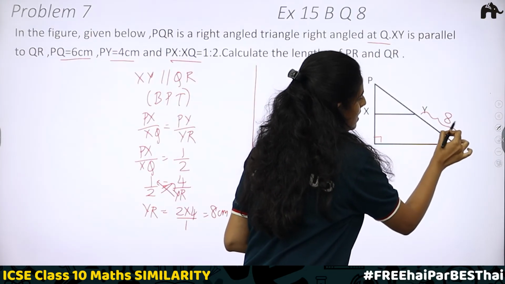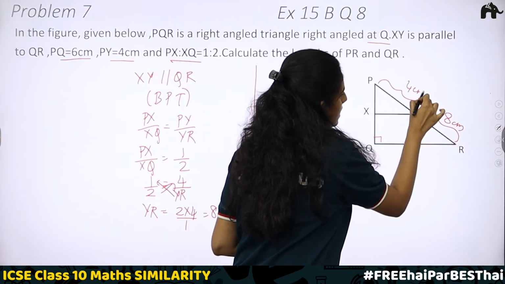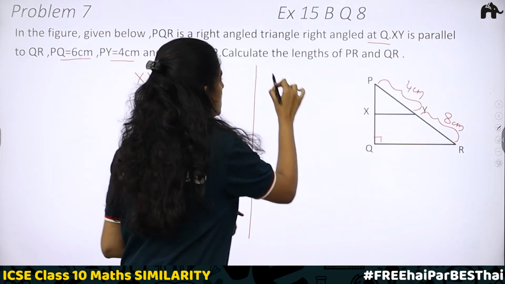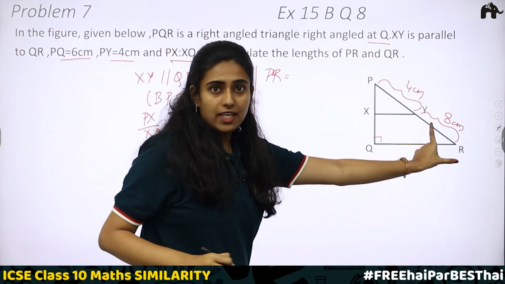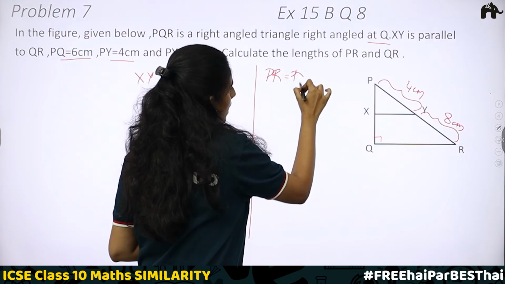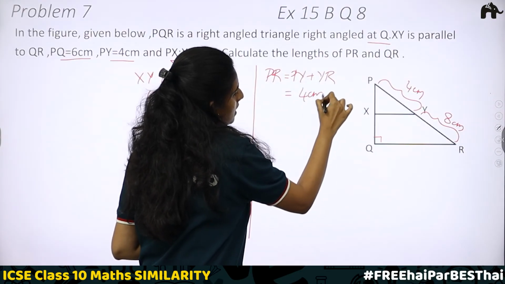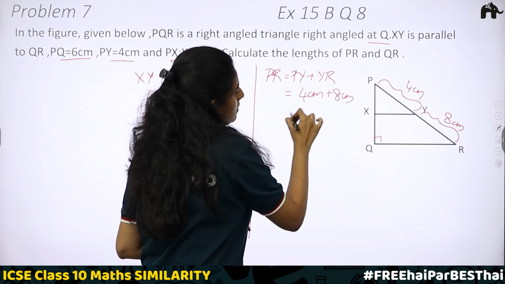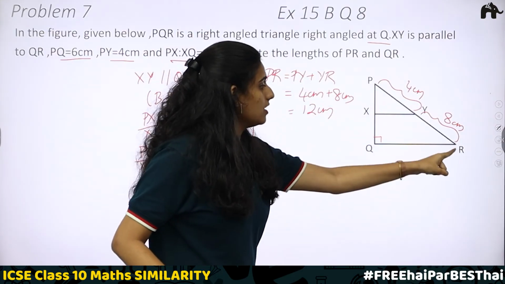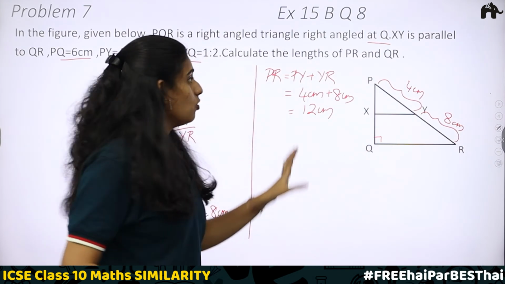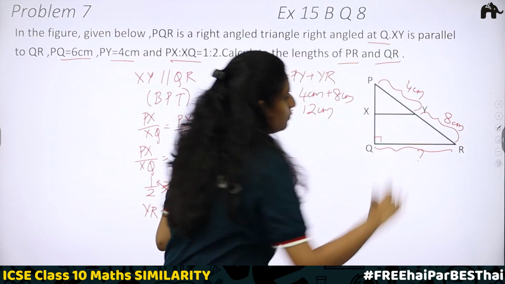Okay, we got this length. YR is 8 centimeter. We already have PY equal to 4 centimeter. Then what is PR? PR will be equal to PY plus YR, that is 4 centimeter plus 8 centimeter, which is 12 centimeter. We got this total length. PR is equal to 12 centimeter. What else do we need to find? We need to find QR. This part we have to find.